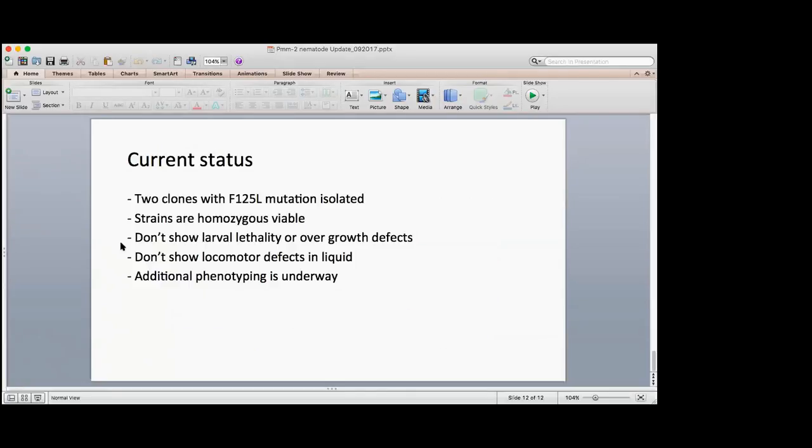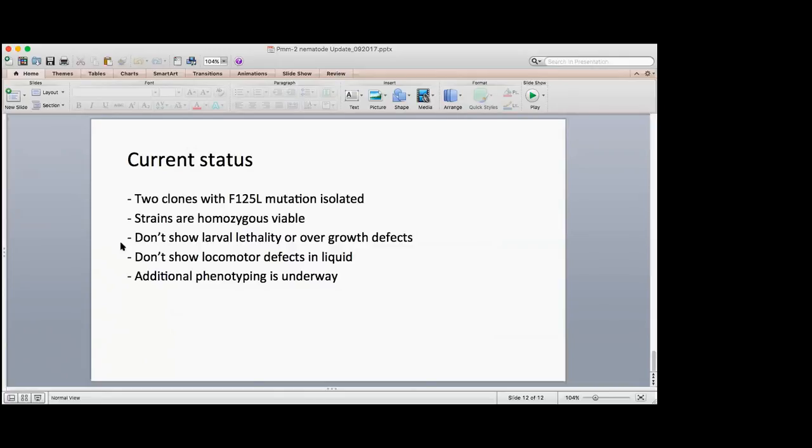So the current status is we have 2 clones of this mutant in the lab. The strains are actually homozygous viable, which is good. That allows us now to propagate them and have larger numbers to work with every time we grow up a population. We don't see any larval lethality like we see in the null, which is what we expected. We don't see any strong growth defects or strong gross defects.